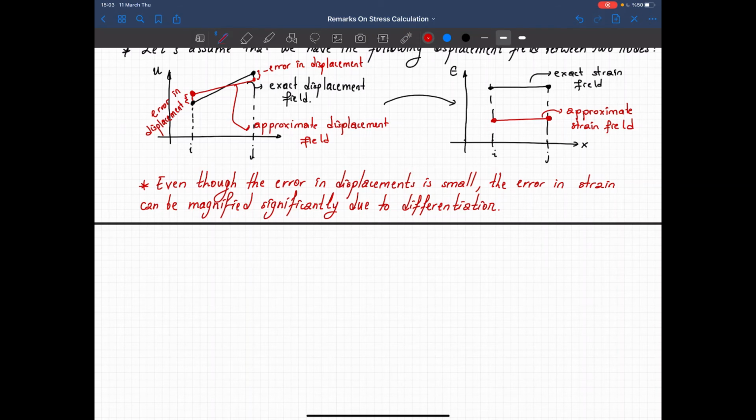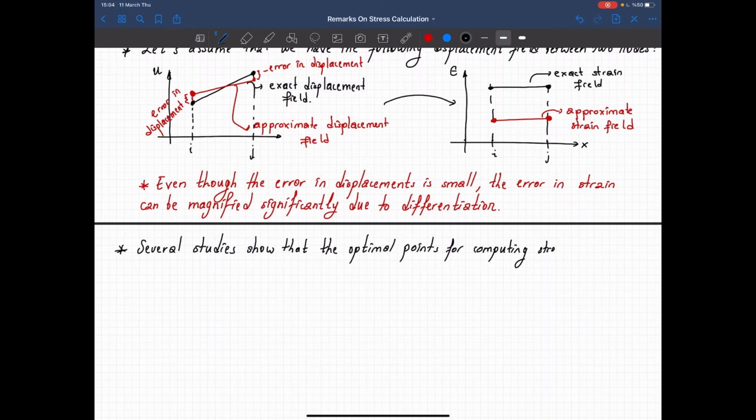So what do we do? How do we calculate the stresses? Several studies show that the optimal points for computing stresses are the Gauss points, the points where we do the numerical integration.